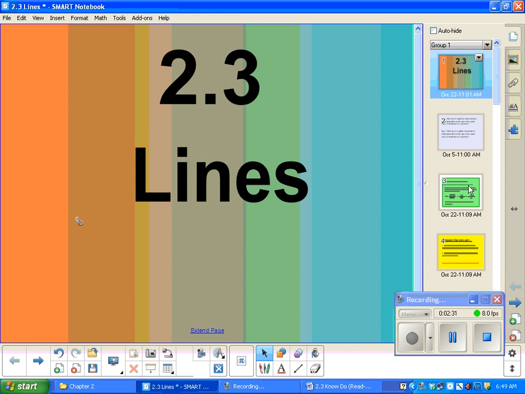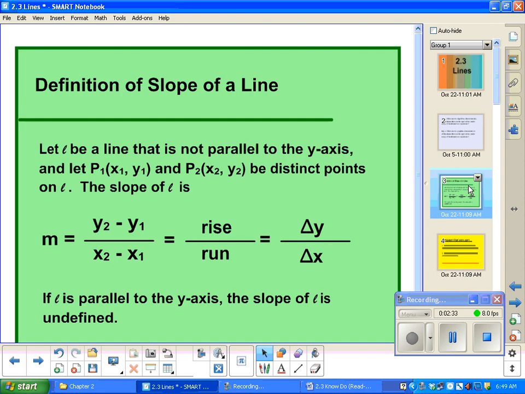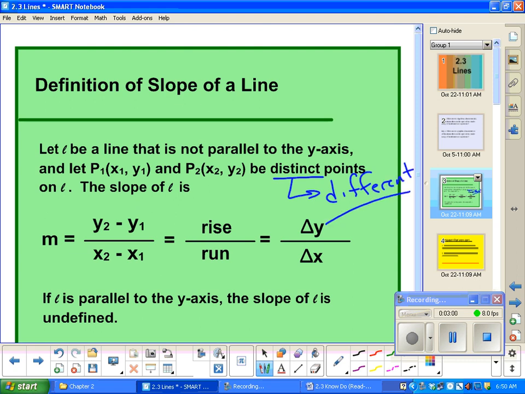So just going through some older things, the definition of the slope of a line says: let L be a line that is not parallel to the y-axis, and let point 1 have coordinates x sub 1 and y sub 1. Point 2 has coordinates x sub 2, y sub 2. Those are two distinct points. That's what distinct means. Distinct in math basically means different from each other. So they're different points. The slope can be given by m equals the ratio of the differences of the coordinates, if we have the coordinates we want to calculate.